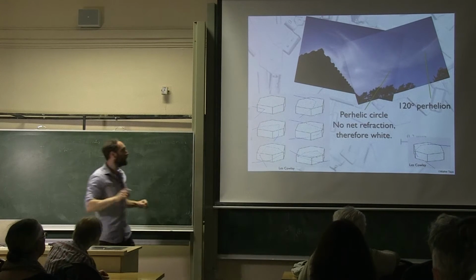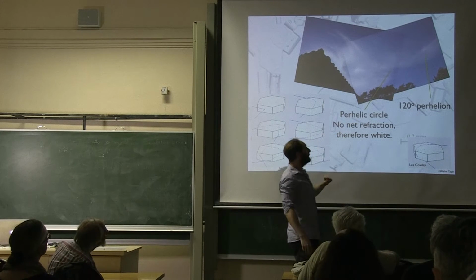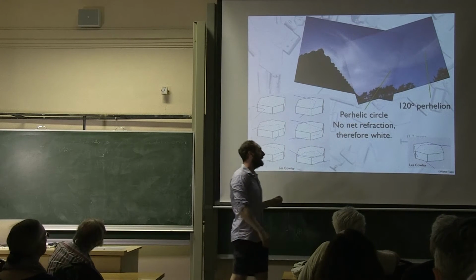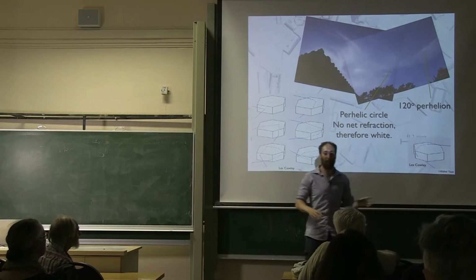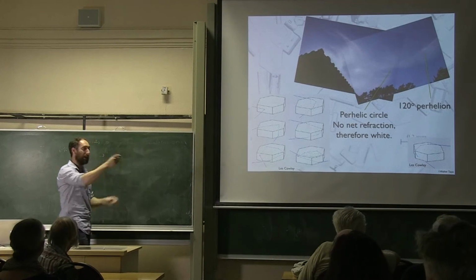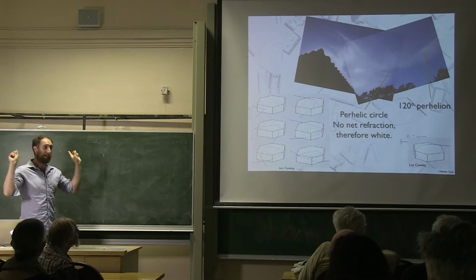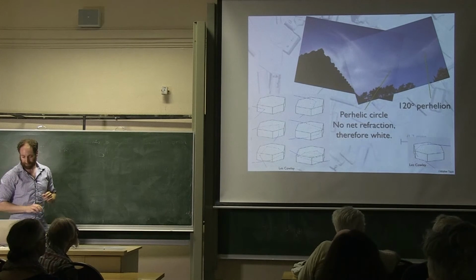In fact, there's a very, very specific point you can see up there. It's a slightly brighter point, the 120-degree perihelion, a very specific spot where light is passing through in a particular orientation. So you get this circle, you've got the sun, and then at 120 degrees either side, you've got these other brighter points of light.